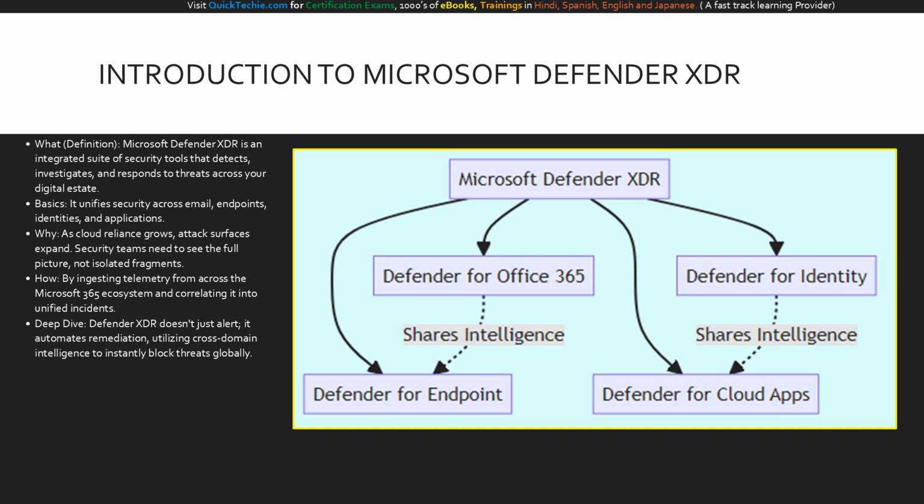Why is this essential today? Because as our reliance on cloud collaboration expands, so does our attack surface. Traditional security leaves teams looking at isolated fragments of data, missing the broader context of sophisticated, multi-stage attacks. How does Defender fix this? By acting as a central nervous system, correlating telemetry into a unified view.